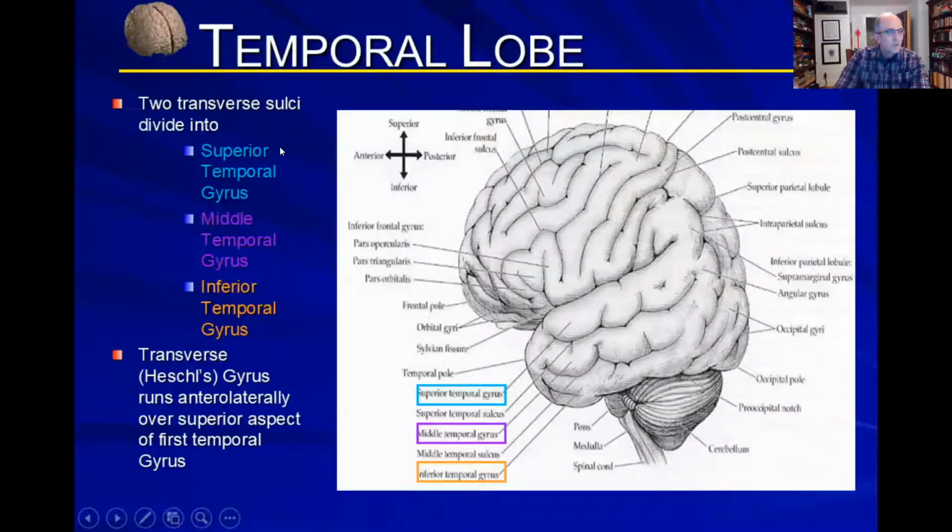Temporal lobe. Same thing: if you imagine laying your first 3 fingers about where the temporal lobe would be, that's a good way to think about the basic anatomy of the temporal lobe. There are 2 transverse sulci dividing it into a superior temporal gyrus, middle temporal gyrus, and inferior temporal gyrus. Transverse or Heschl's gyrus runs anterolaterally over the superior aspect of the superior temporal gyrus. So Heschl's gyrus is up here on top of the superior temporal gyrus, tucked in the sylvian fissure.